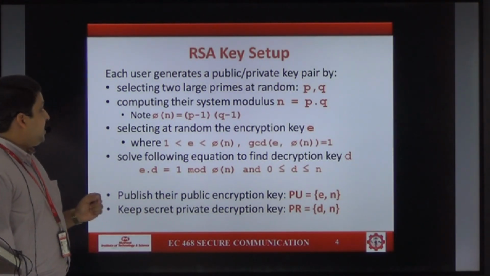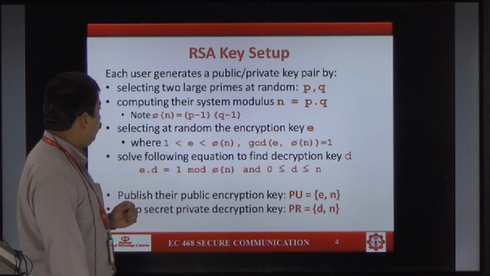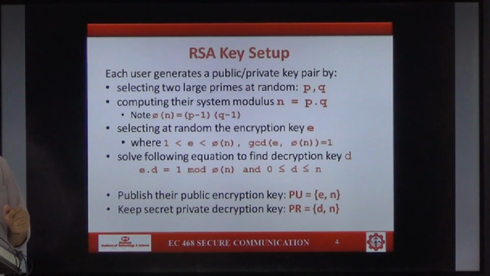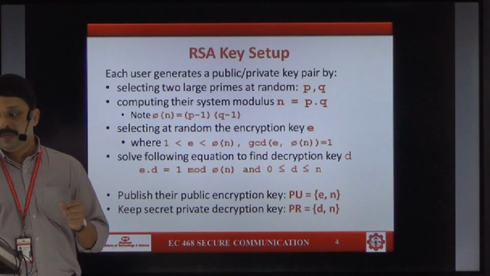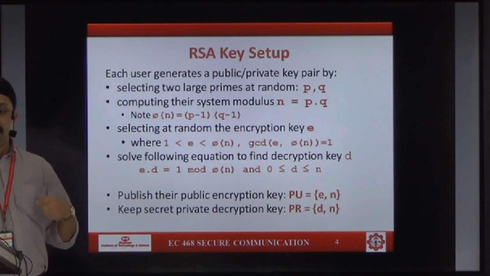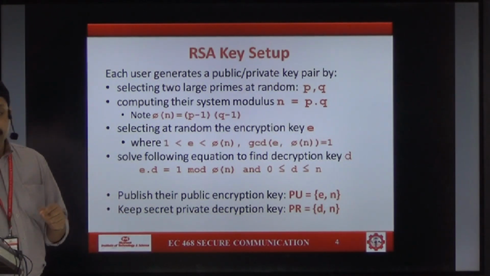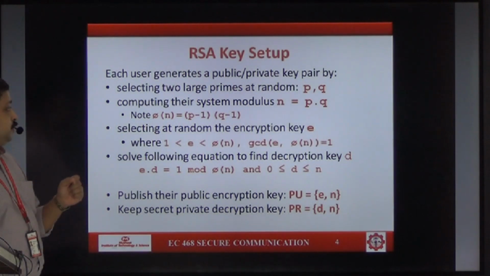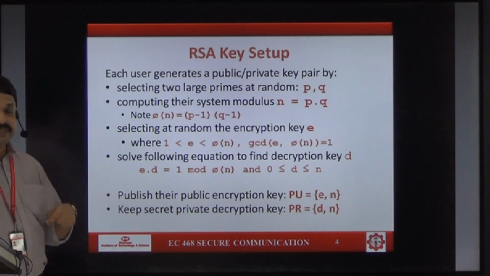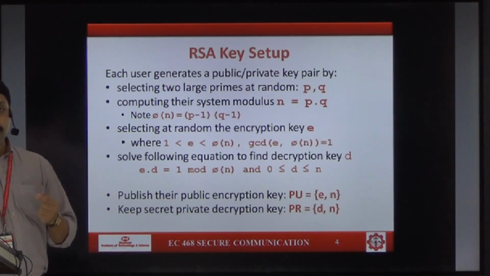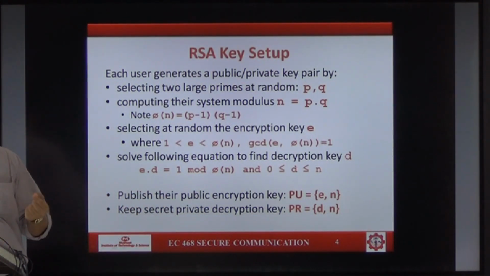Now, the key setup for this RSA algorithm. The process starts with selection of two large primes at random, say P and Q. We will select two large prime numbers P and Q. Then we will compute N, that is the product of P and Q. Now we will compute phi of N also, that is (P minus 1) into (Q minus 1). That means we select two prime numbers P and Q, find their product, then compute phi of N, that is (P minus 1) into (Q minus 1).